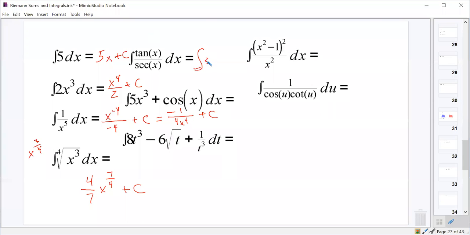Okay, that just simplifies to an integral of sine x dx, and the integral of sine, if you don't remember it, is on your sheet. What does that integral come out to be? Negative cosine x plus your constant. All right, what about 5x cubed plus cosine x? That one ought to be 5/4 x to the fourth. And then the integral of cosine is sine x, plus sine x plus a constant. Good. What about this one right here?